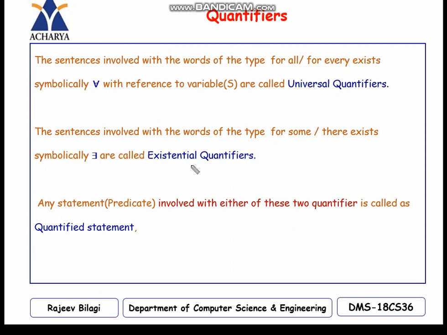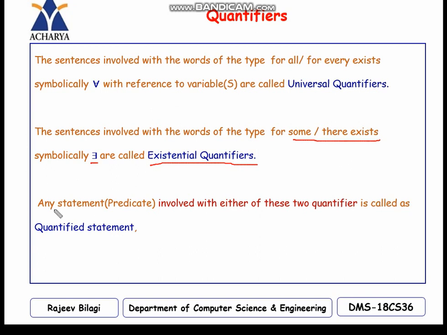Next is existential quantifiers. That is, the sentences which involve the words of the type some or there exists, and these types of sentences are called existential quantifiers. The symbol used is this one, that is for some or there exists. So this is how we define universal quantifier and existential quantifier.